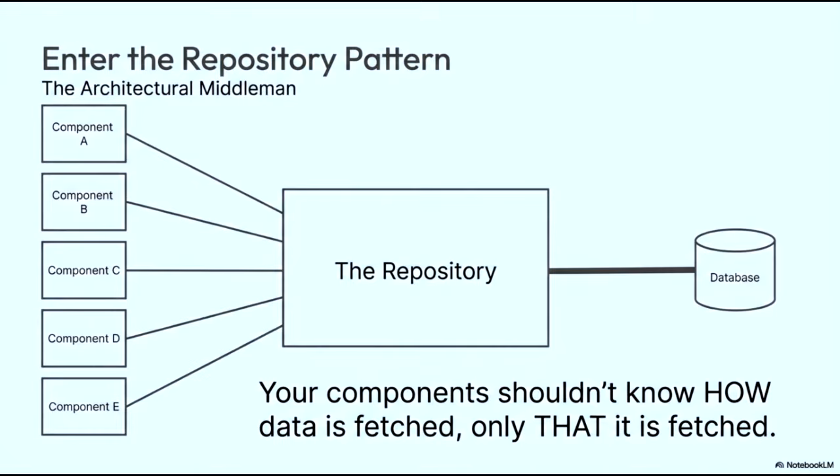The primary advantage is that your components remain completely agnostic of the data source's implementation details. Whether the data is coming from a SQL database, a NoSQL store, or an external API, the components do not need to know the technical specifics. By following this pattern, we ensure that our components focus solely on the fact that data is being fetched, while the repository handles the complexities of how that data is actually retrieved.